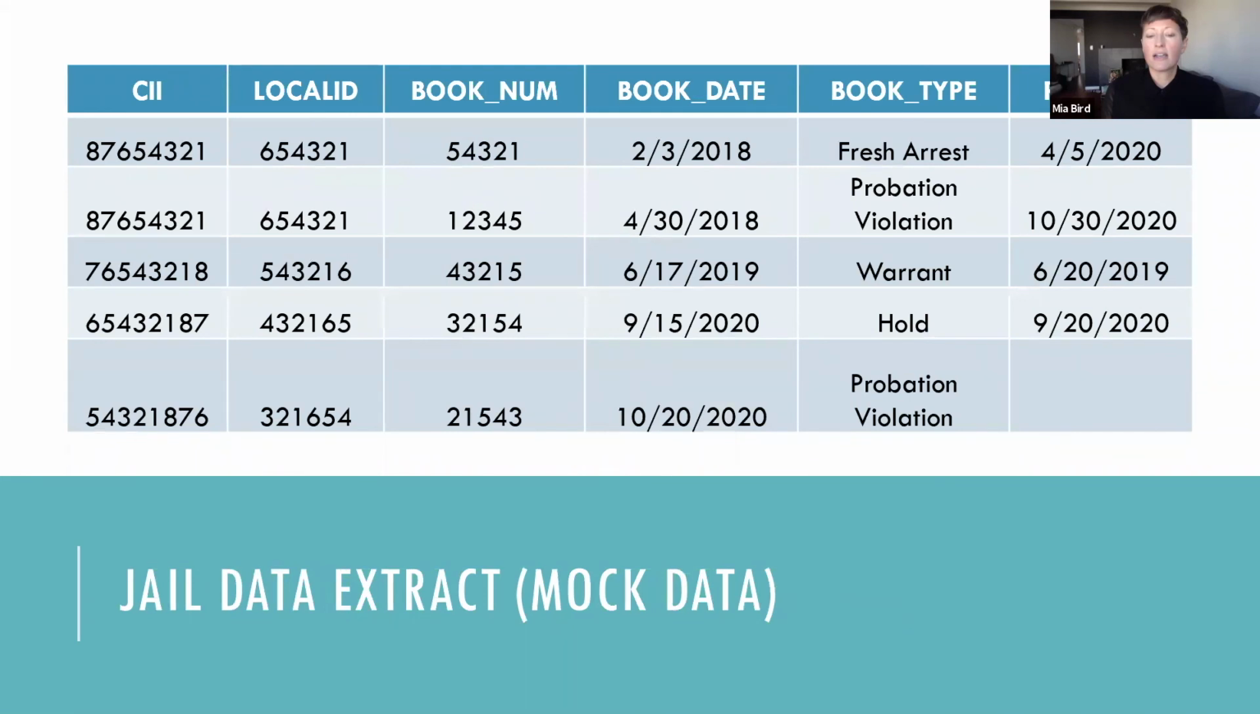And similarly, for the jail data, we're showing you just an extract here with some of these values entered in. You can see in these data, the first two observations have the same CII and the same local ID. That's telling you that this is the same individual. But then when you look at the booking number, you can see how that's tracking different jail episodes with different booking dates and different release dates and for different reasons. In that last observation, you can see someone coming in on a probation violation, and you can see that they're still held in jail because they haven't yet been released. Next slide.